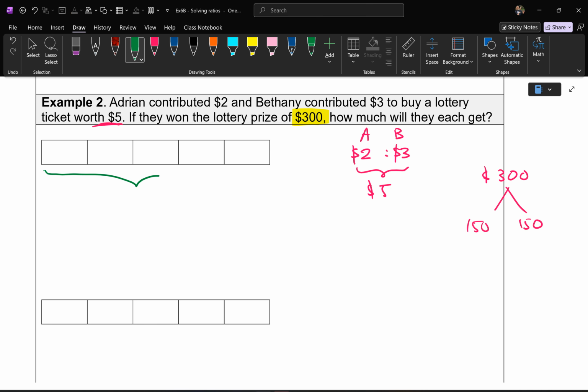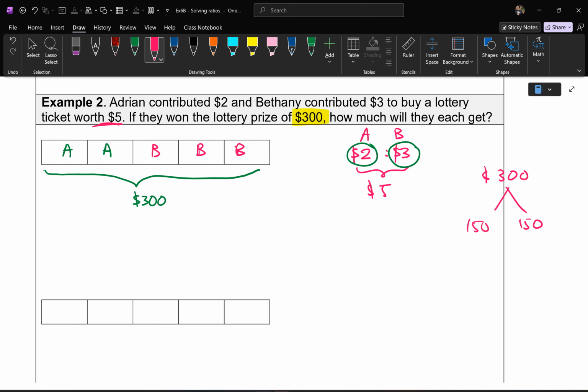So the total prize, how much was the total prize again? $300. So this block represents $300. We know that Adrian contributed $2, whilst Bethany contributed $3. So it's a total of 5 parts. Can you see that? If I split this block into 5 equal parts, Adrian contributed 2, so he gets 2 of them, and Bethany contributed 3 of them. So in total, that's 5 parts, and out of those 5 parts, it makes up 300. So if you can figure out how much each part is worth, then you can figure out how much Adrian should get and how much Bethany should get.